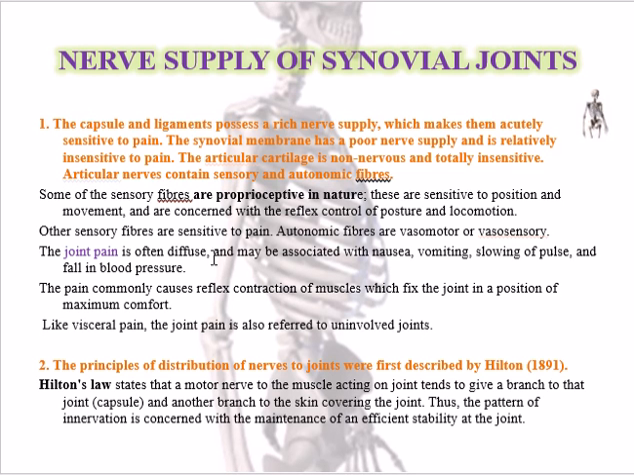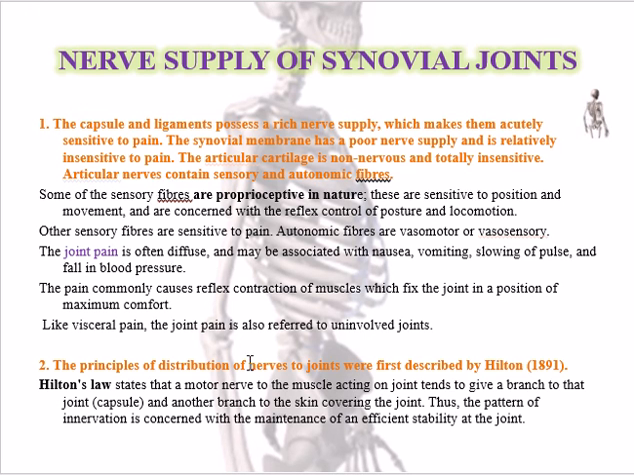Joint pain is often diffuse and may be associated with nausea, vomiting, slowing of pulse and falling blood pressure. The pain commonly causes reflex contraction of the muscles, which fix the joint in the position of maximum comfort. Like visceral pain, joint pain is also referred to uninvolved joints.